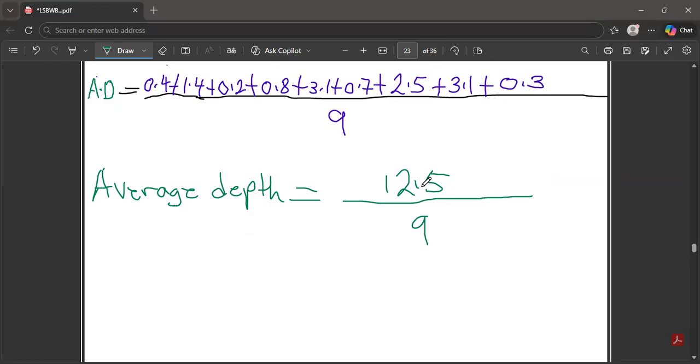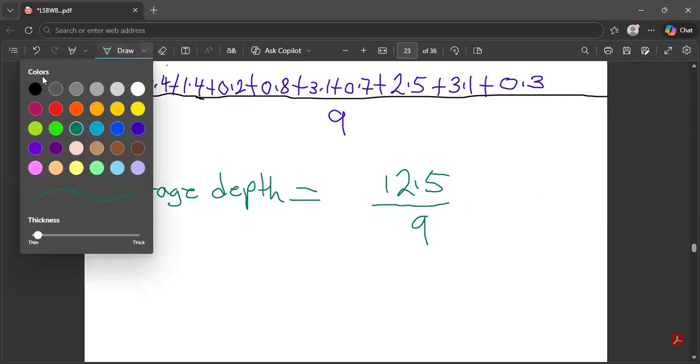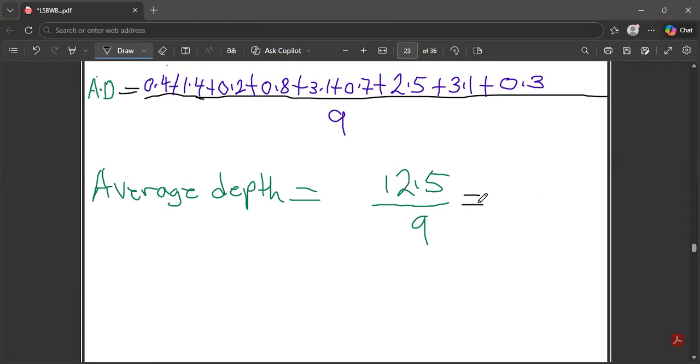So 12.5 divided by 9, we're going to get 1.388888. We can just round it to 2 decimal places. So this is the answer we are getting, that is 1.39 meters. We can choose to maintain just two decimal places for the purpose of our work.